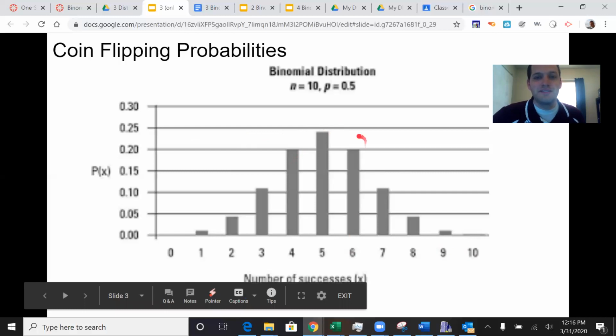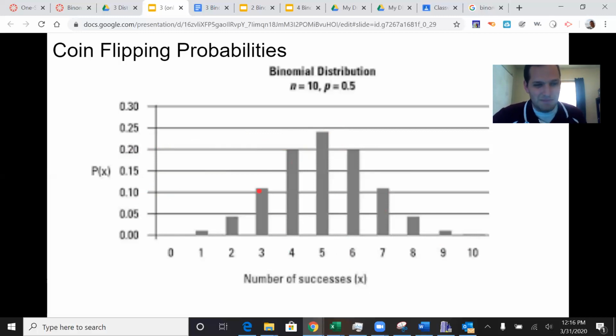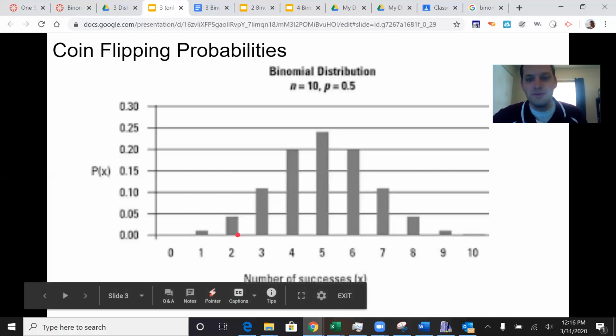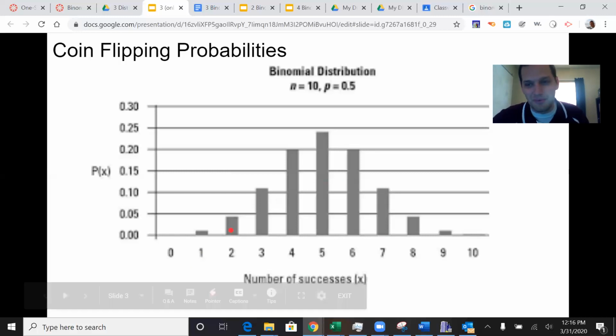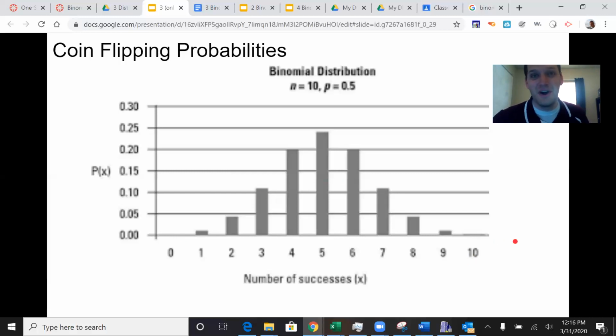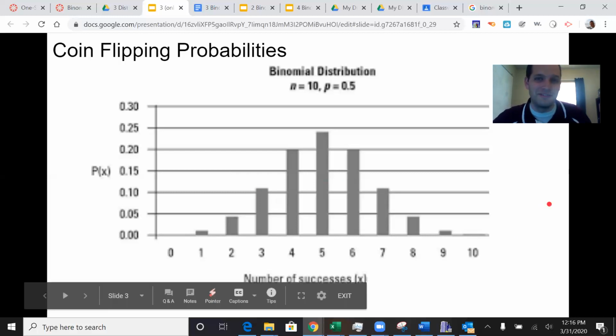You might get 6 heads. In fact, you'll get 6 heads 20% of the time. And same with 4 heads. 11% of the time, you'll either get a 3, and 11% of the time, you're going to get a 7. 2 and an 8 looks like it's about 4% of the time. Then 0 and 10 is almost nothing, less than 1%. You will almost never get all heads or all tails. Now, if we think about it from a probability perspective, that makes sense, that you're not going to get all heads or all tails very often, okay?